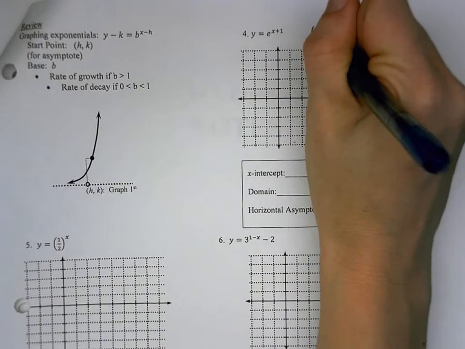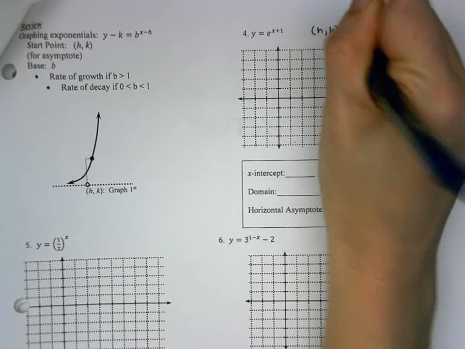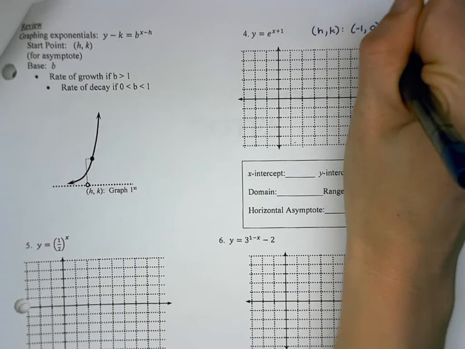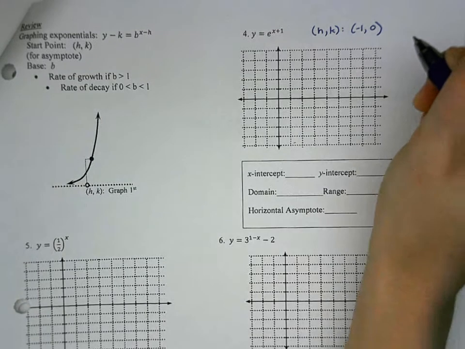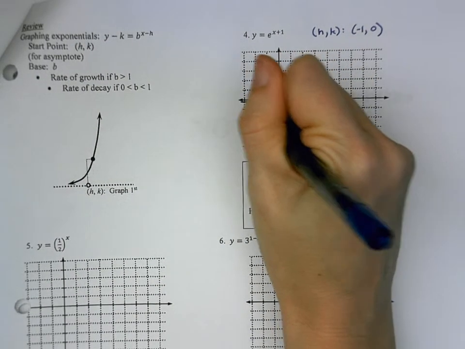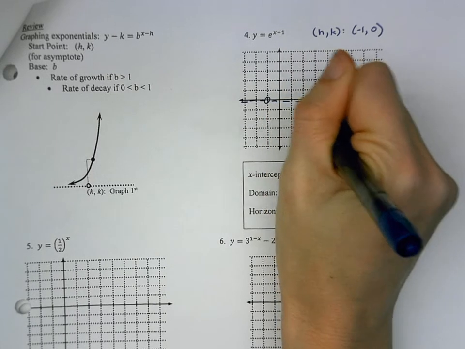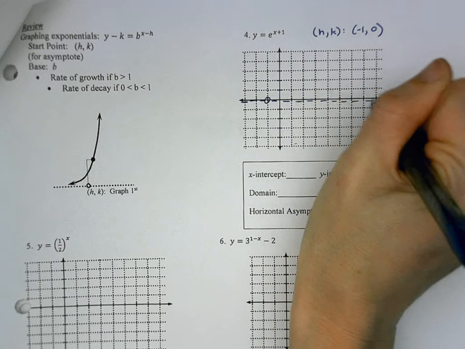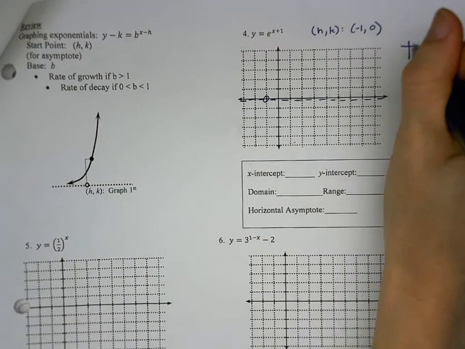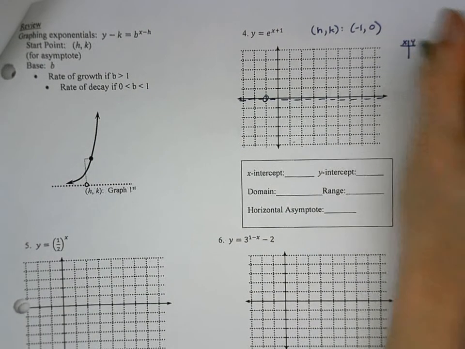So then we're talking HK. In this case, my HK, what would zero out the x component would be -1. The y component would be 0. So -1, 0. Now this is an exponential function, so my asymptote now is a horizontal asymptote.